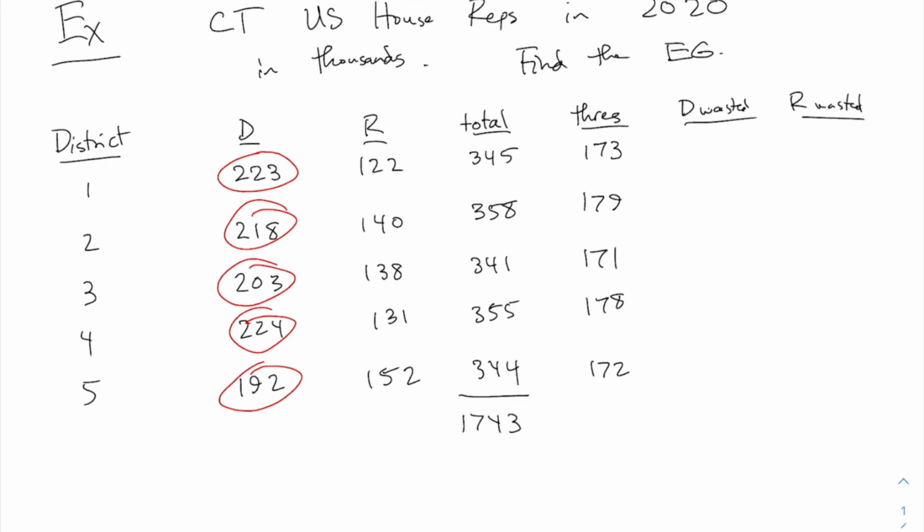Anyway, what about the wasteds? Remember, the rule is all votes for the loser count as wasted, and any votes for the winner beyond the threshold count as wasted. So in the first row, I can immediately say the Republicans wasted 122. That's because all votes for the loser are wasted. And then how many votes did the D's waste? Anybody? Can anyone say?